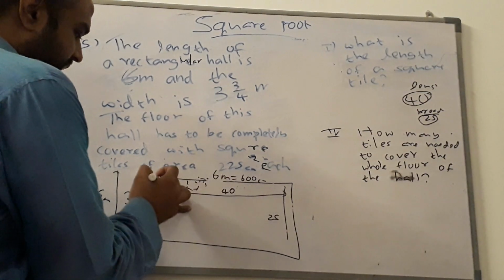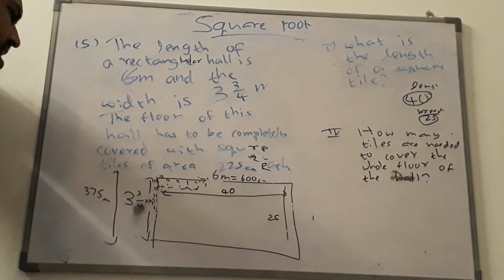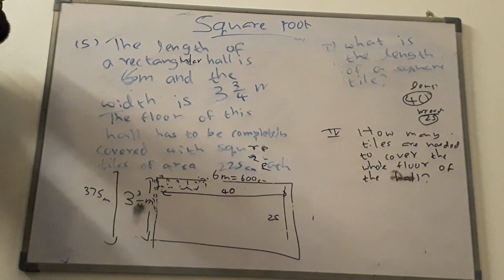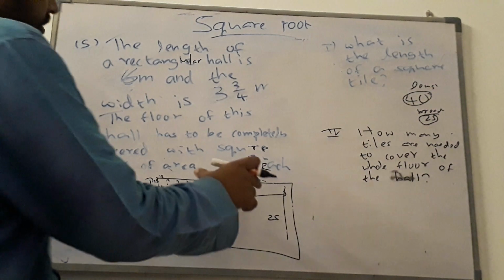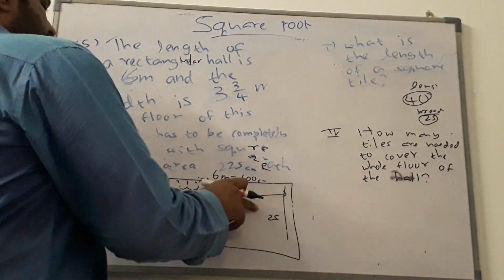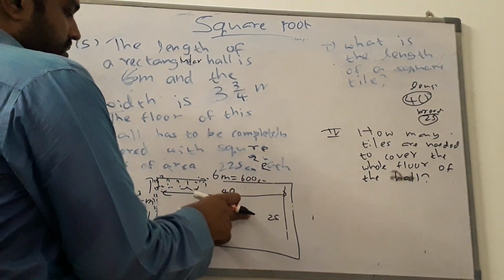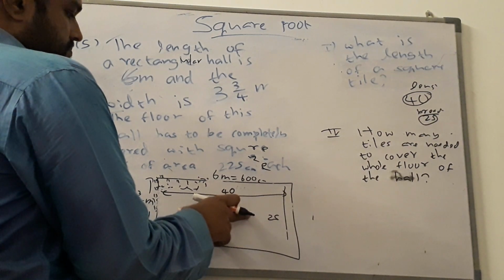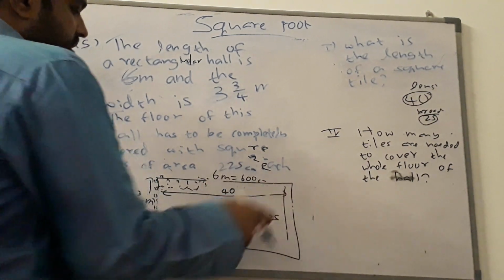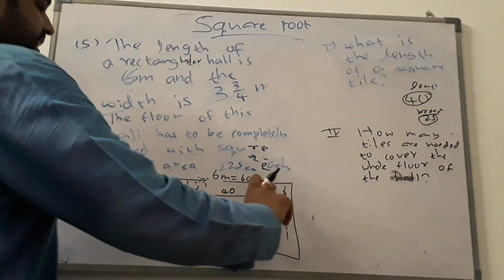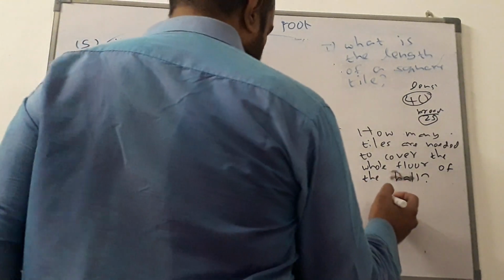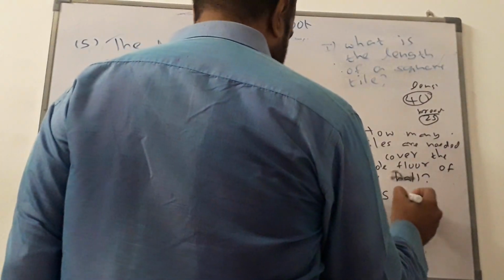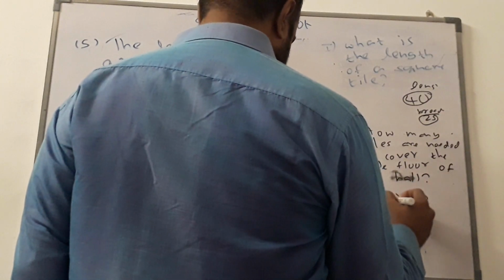Okay, 40 tiles, each has 15 centimeters. So likewise, 40 columns and 25 rows. So we have to multiply 25 rows by 40 columns. To find the total, we have to multiply 25 by 40.